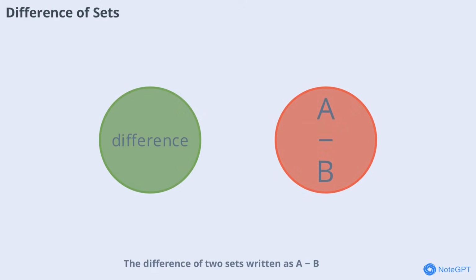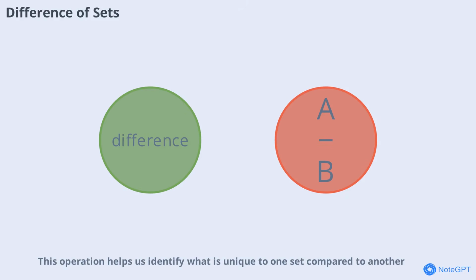The difference of two sets, written as A minus B, is the set of elements that are in A but not in B. For example, if A equals {1, 2, 3} and B equals {3, 4, 5}, then A minus B equals {1, 2}. This operation helps us identify what is unique to one set compared to another, which is useful for filtering and comparison.